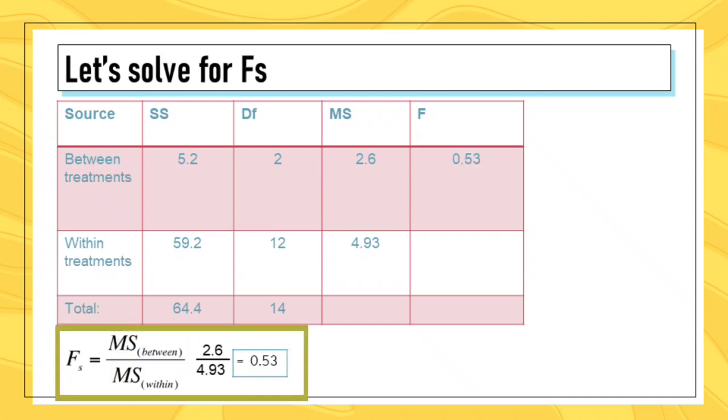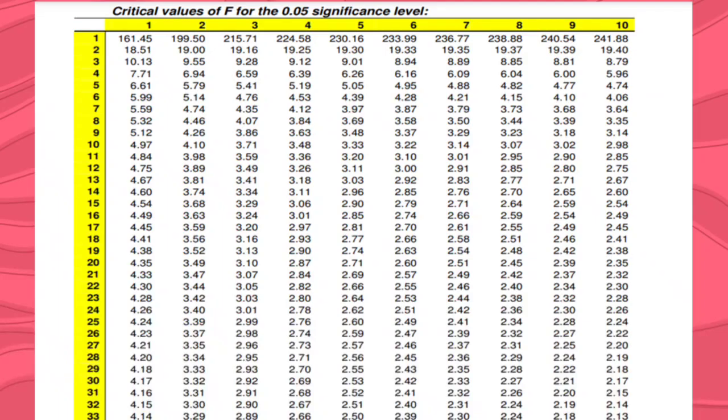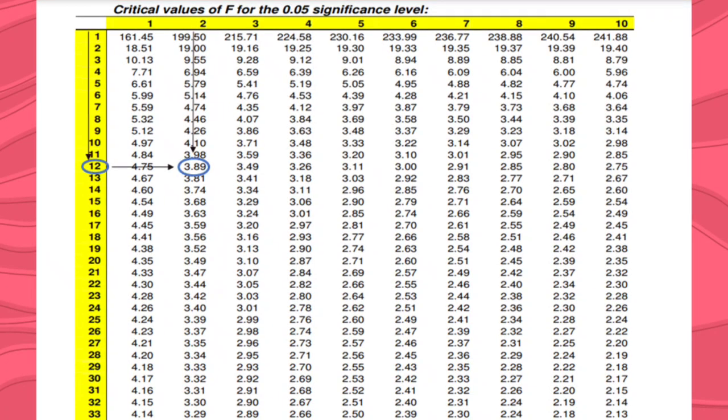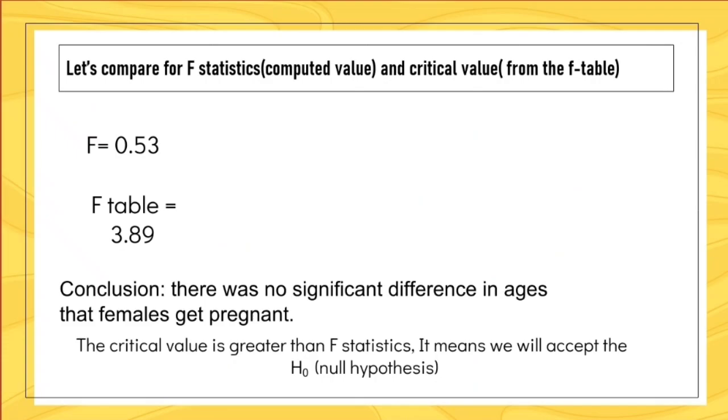To get the F value, we divide 2.6 by 4.93, and the answer is 0.53. Here's the table where we need to find 12 and 2, and they meet at 3.89. F is equal to 0.53 and F table is equal to 3.89. For our conclusion, there was no significant difference in the ages that females get pregnant.